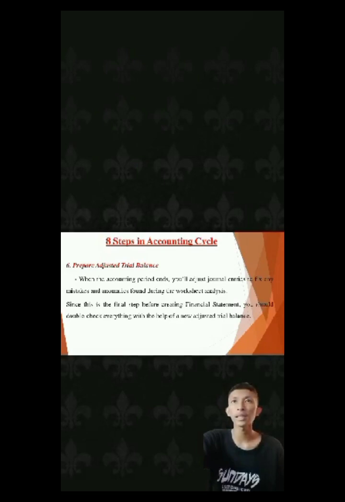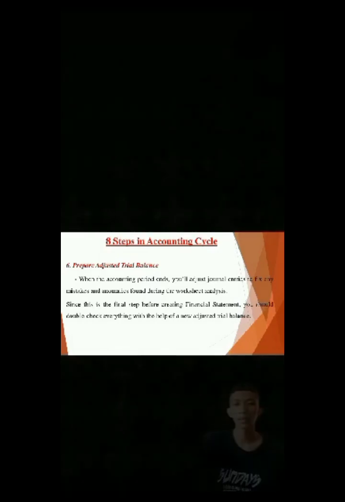Prepare adjusted trial balance. When the accounting period ends, you'll adjust journal entries to fix any mistakes and anomalies found during the worksheet analysis. Since it's the final step before creating financial statements, you should double check everything with the help of a new adjusted trial balance.